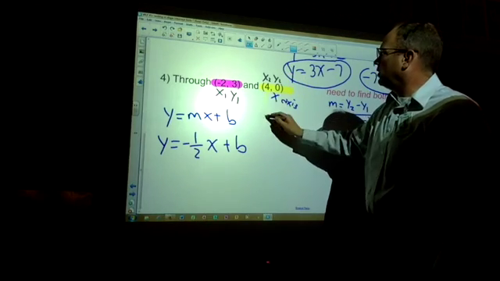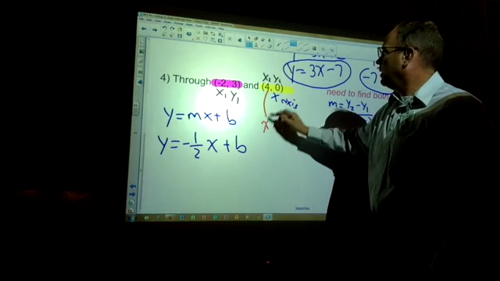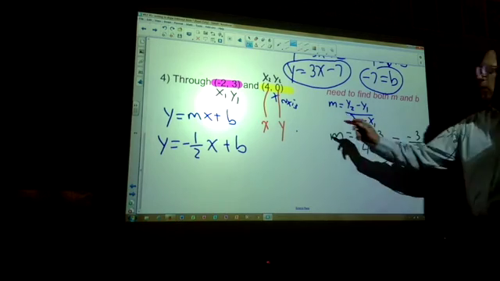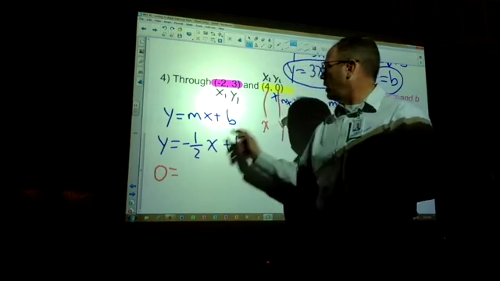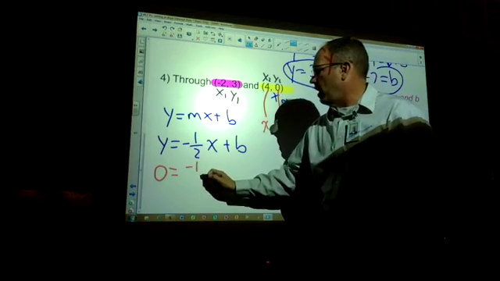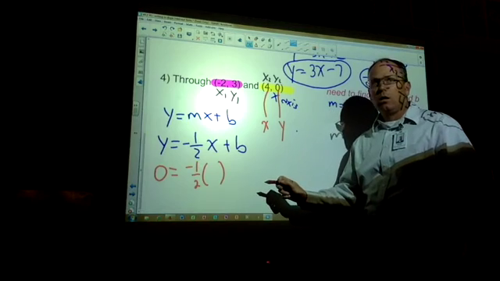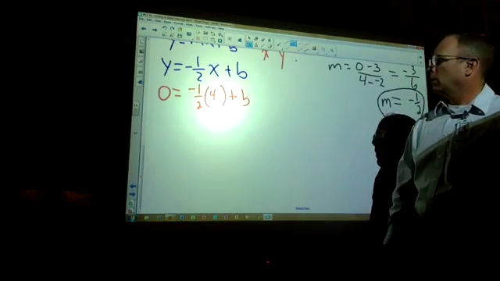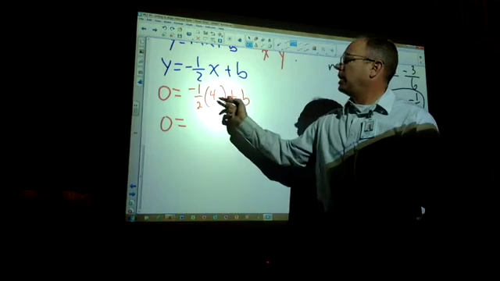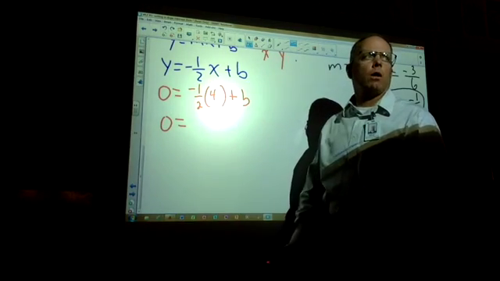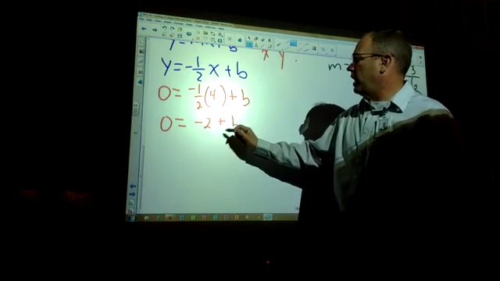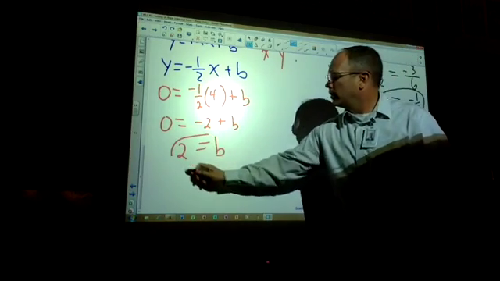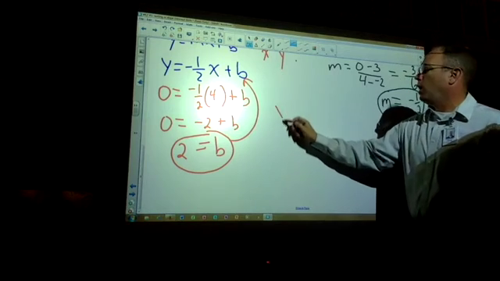So I'm going to call this my x value and this my y value. I don't need the subscripts any longer because I'm just going to plug it back in here. So I have 0, it's my y, right? Equals negative 1/2. What's my x? 4. And I don't know my b value. What's half of 4? 2. What's negative half of 4? Negative 2. How do I get b all by itself? Add 2. Goes right there. So what's my equation? y equals?